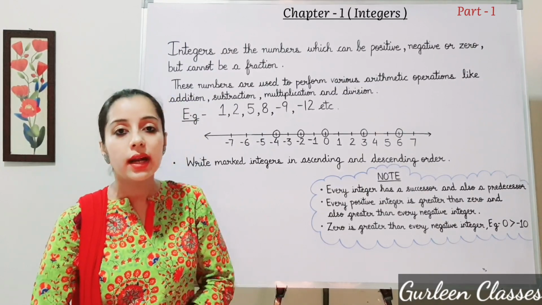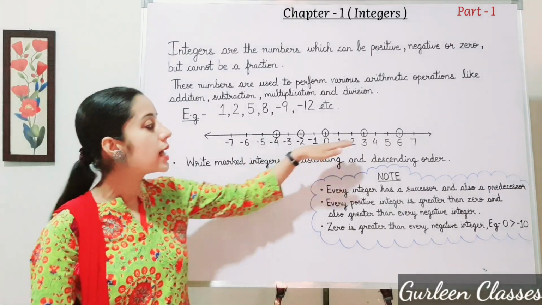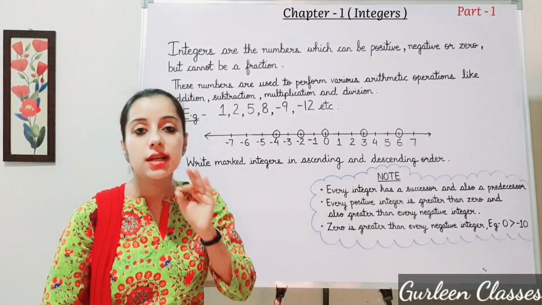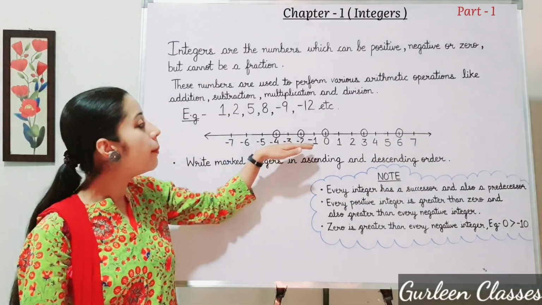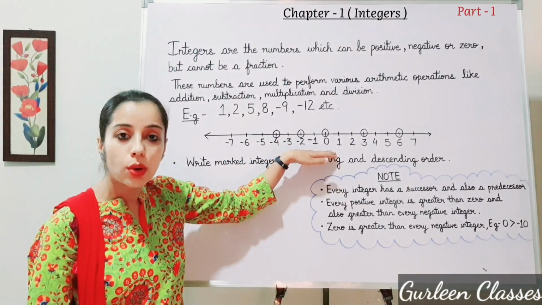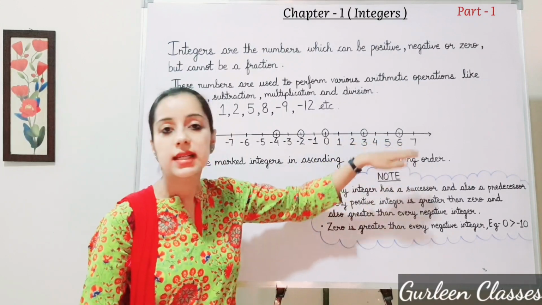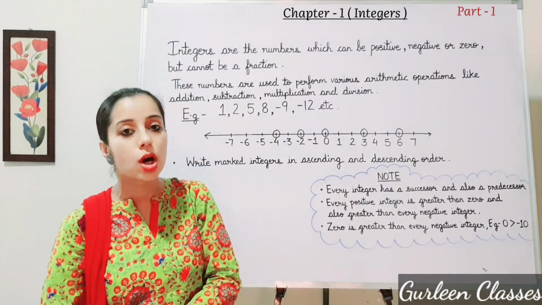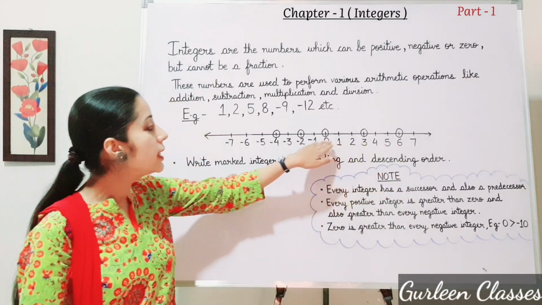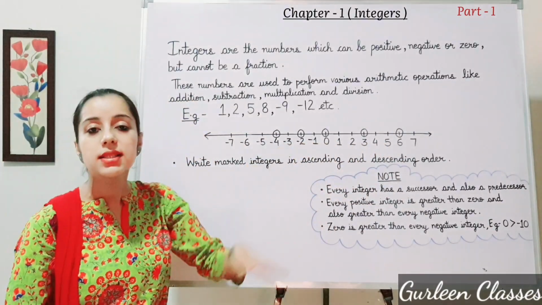We all know that these negative integers are smaller than the positive integers. So ascending order will be -4, -2, 0, 3 and 6. It is ascending order and descending order will be just opposite. 6, 3, 0, -2 and -4.